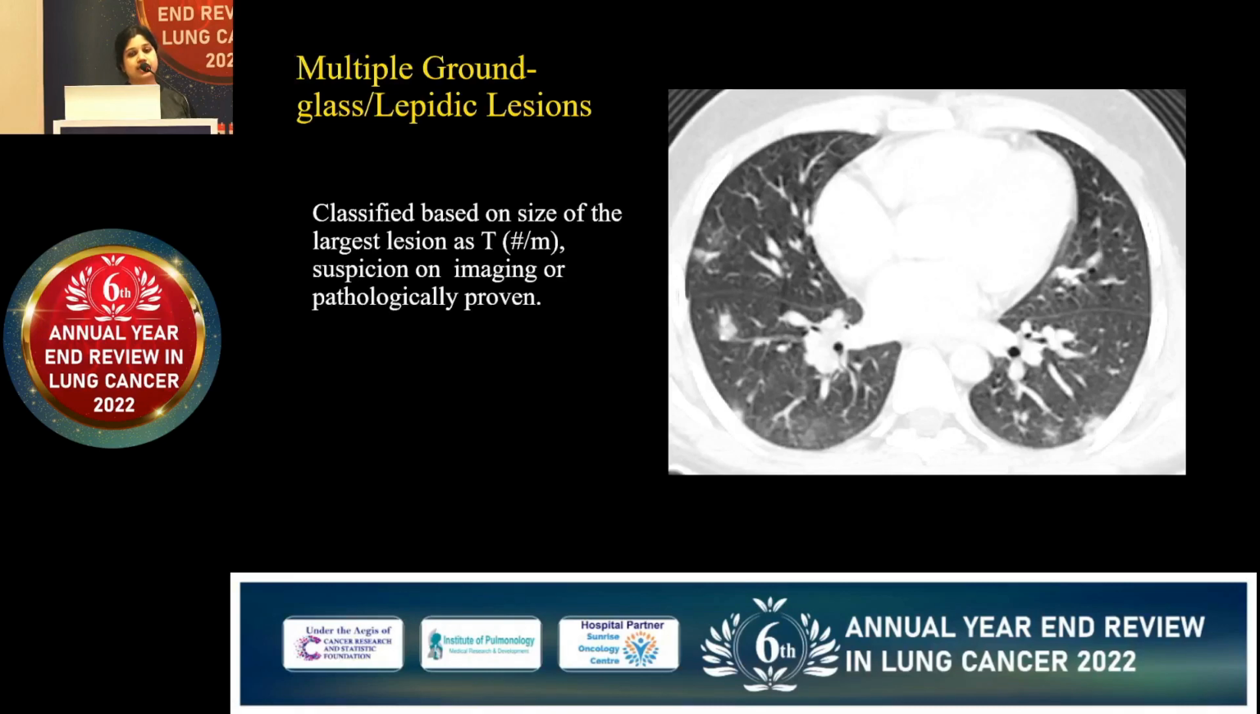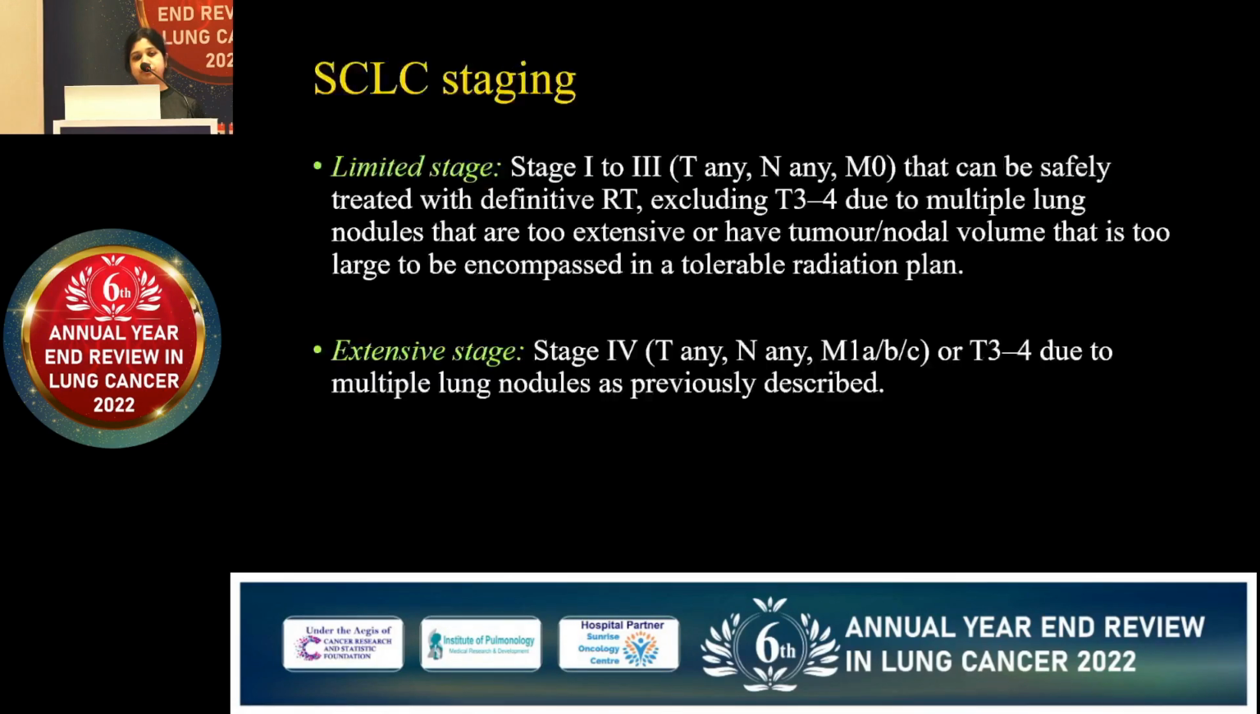So there's also an entity called multiple ground glass or lepidic lesions. It is known that adenocarcinomas in situ can present as multiple ground glass lesions. And in the TNM stage, if we are suspecting such a lesion, we can give a T stage to it based on imaging as well, even if the pathology is not known, and we can upgrade based on the histopathology result. The T stage in such a case will be based on the size of the largest nodule, and in brackets we have to mention the number of nodules, or M if it is innumerable.